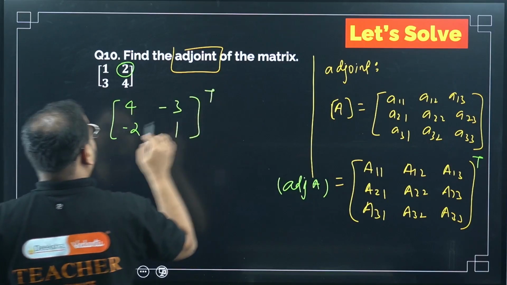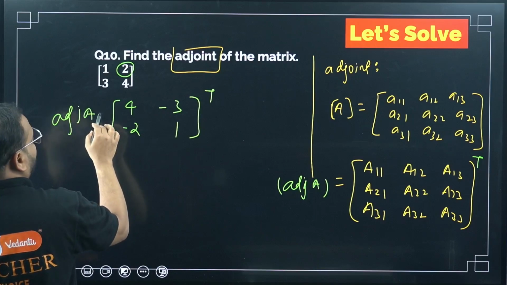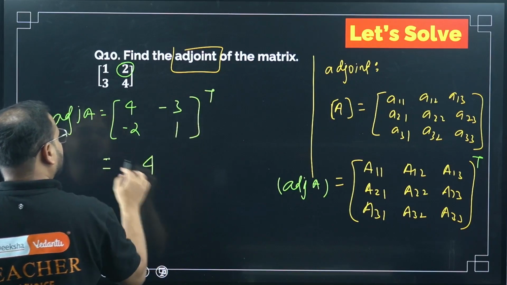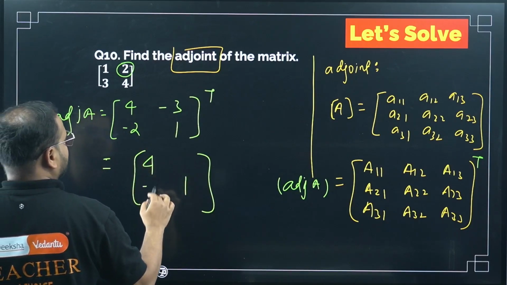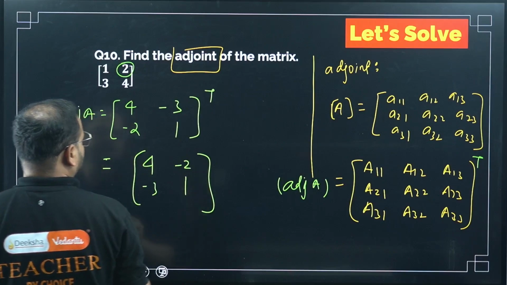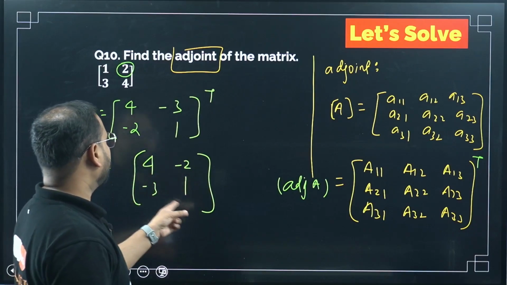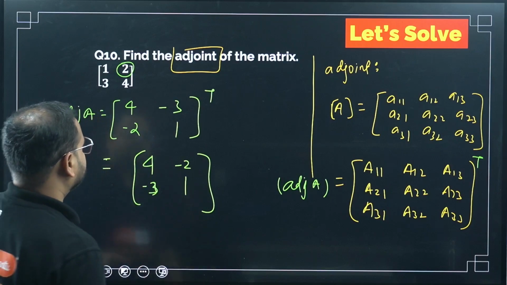Again, what is this? Transpose. This is my adjoint of this matrix A. How do you take the transpose? Keep the diagonal as it is, and for the other elements you take the mirror image. So minus 3 will come here, minus 2 will go there. This is my answer: 4, minus 2, minus 3, 1. This is the final answer.